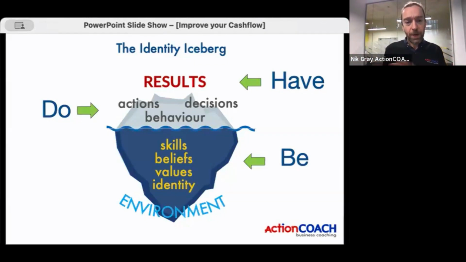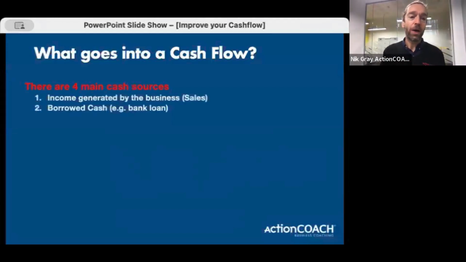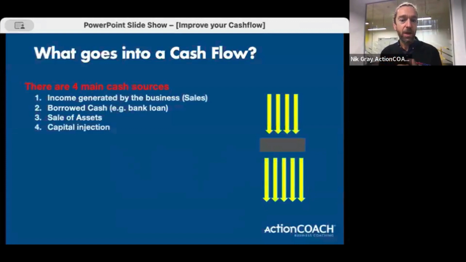So we're going to move on now to some specifics around cash flow, and what cash flow is and how we can get that working in our business. We've already touched on this, but they say that turnover's vanity, profit's sanity, and cash is king or queen, right? Cash flow is the key to businesses surviving.